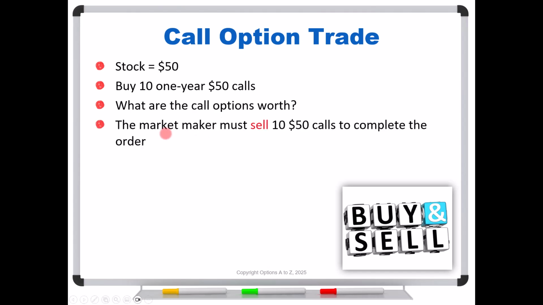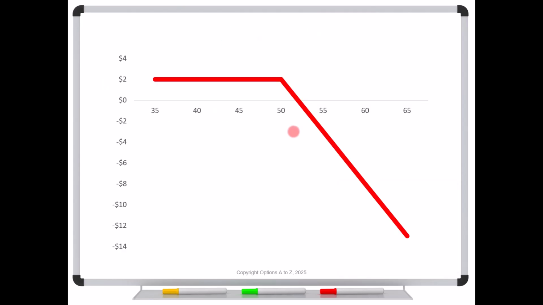So the market maker is going to say, well, if you want to buy these calls, I have to sell these calls. The market maker has to be on the opposite side of the trade. So now the market maker must sell these 10 $50 calls. Well, the first question that I have for you is, what's the market maker's risk? What does the risk graph look like for a short call option? Well, if he's short the $50 call, we know he gets a bend at 50, and this is the risk graph.